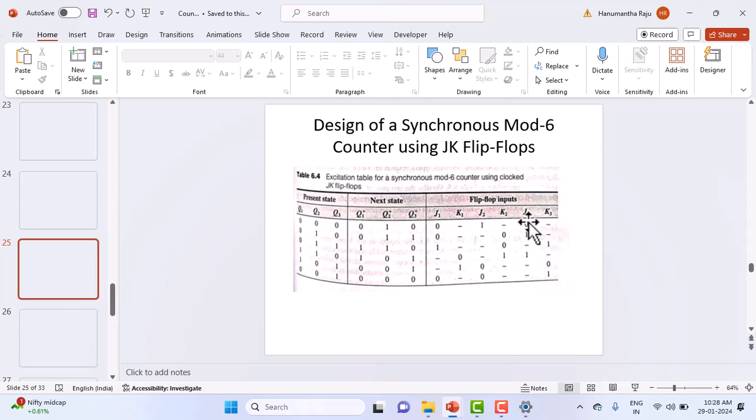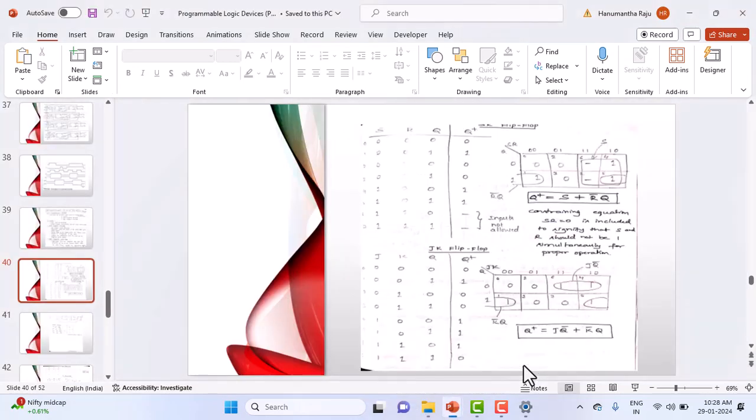Look here, present state is 0, next state is 1. What are J and K required? Don't look at this answer. You write that from the previous table that I showed. Present state is 0, next state is 1. Let me go to the table once again. 0 and 1. Look now. Where is 0, 1 here? Now here we have 0, 1, and 0, 1 over here.